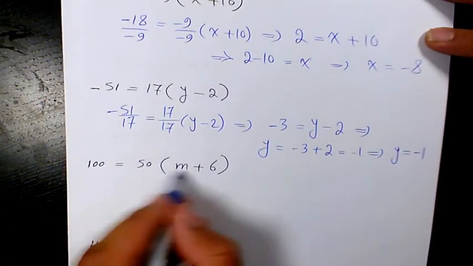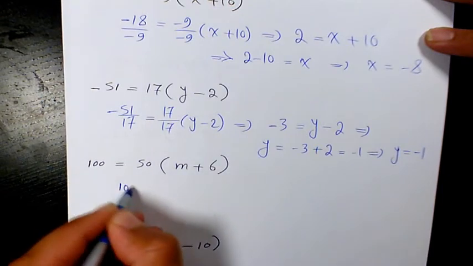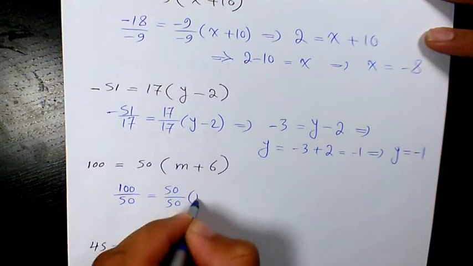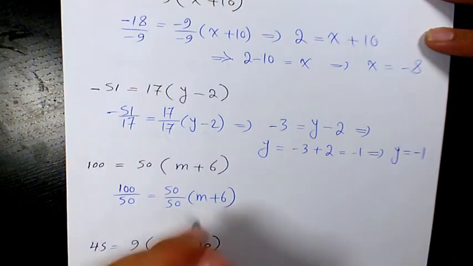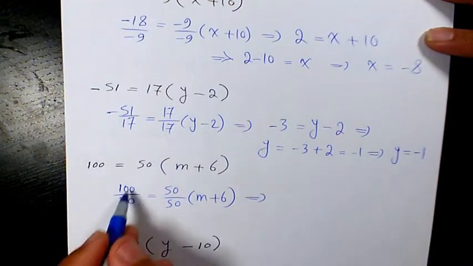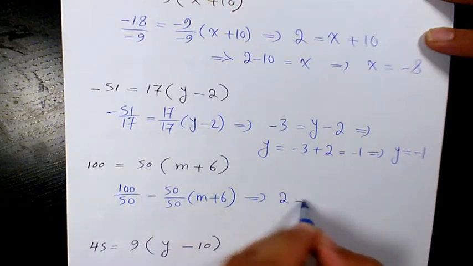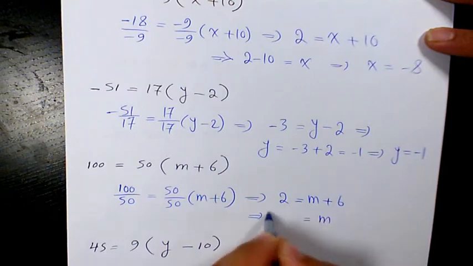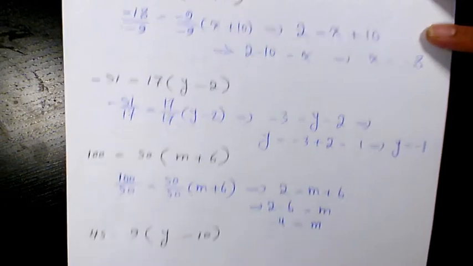100 equals 50 times m plus 6. So we divide both sides by 50. Our final goal is to isolate m, to isolate the variable in all cases. 100 divided by 50 is going to be 2, and 50 divided by 50 is going to be 1. So m plus 6. So we can say m equals 2 minus 6, which is negative 4. So m equals negative 4.